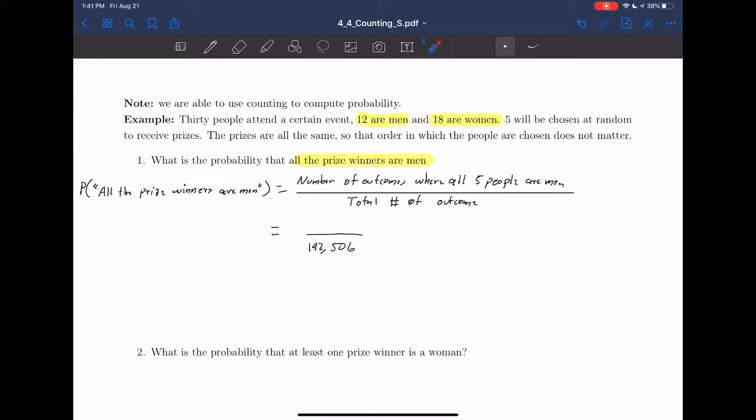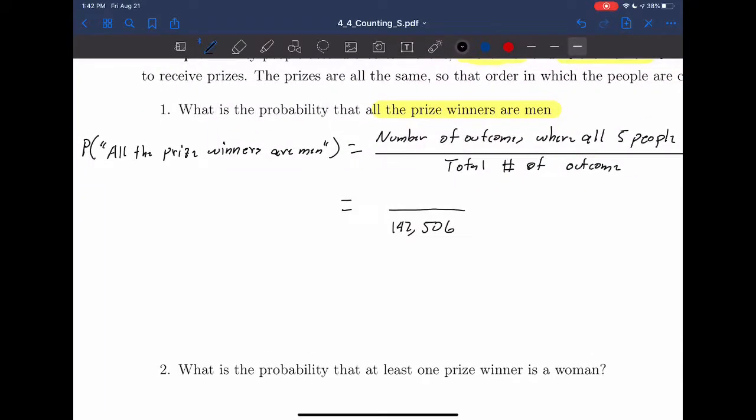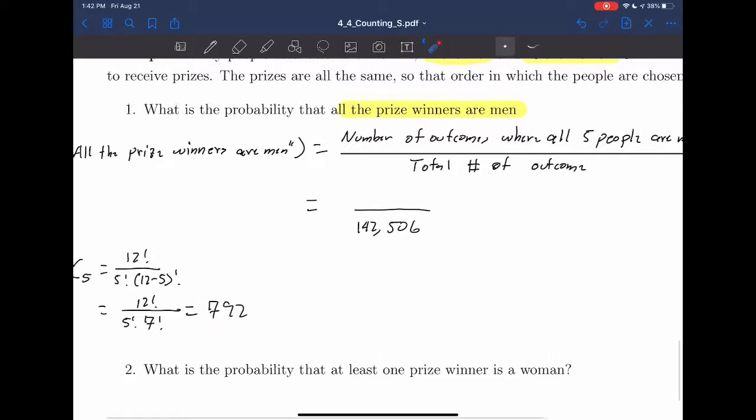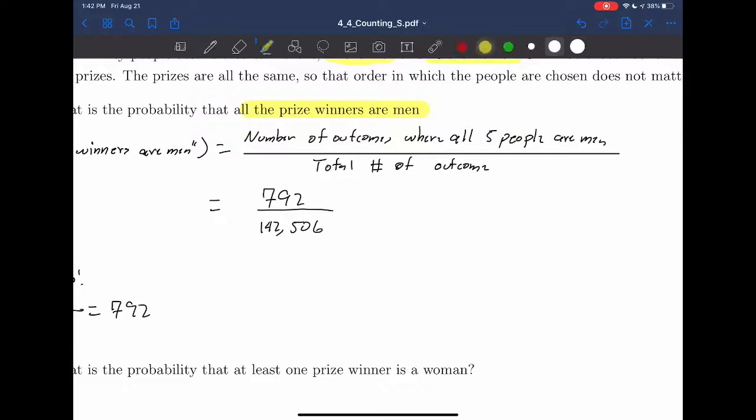So out of these 12 men, we want to know all the possible 5 outcomes. So this is 12 choose 5. So you just put this in our formula, and this should be 792. And now we could just plug in this value up here. So then it should be 0.0056, which is a really small number, which makes sense because the probability of all 5 winners are men is really, really low.